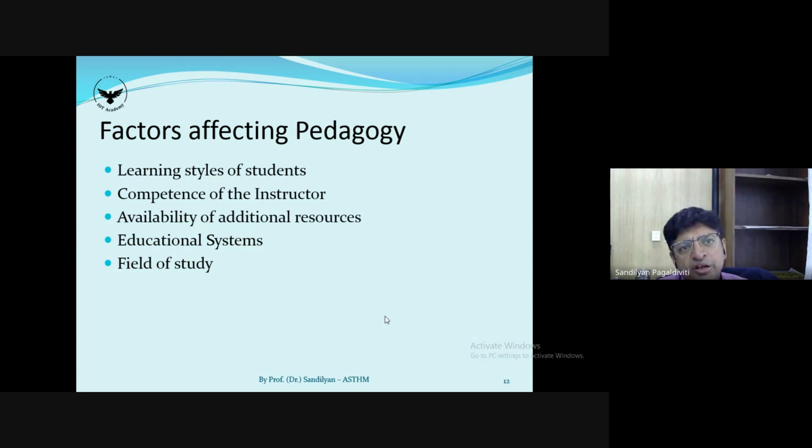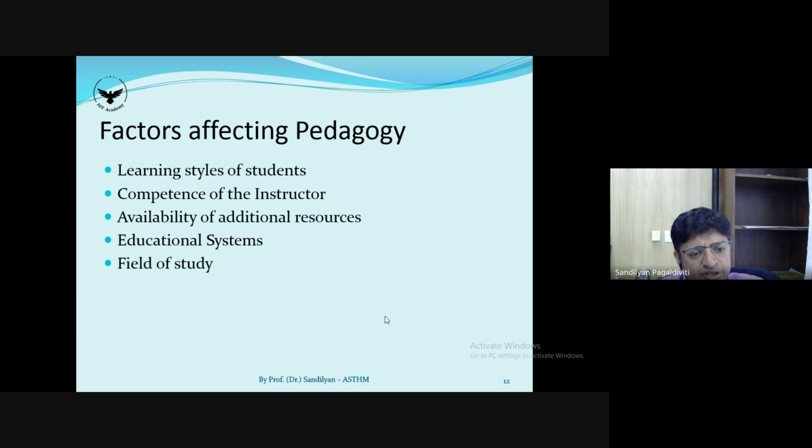What other resources are available? If I have only a blackboard, I can only do so much. If I have a PowerPoint presentation, I can take my class to a different level. If I have internet connectivity and I can engage students with using different gamifications and other resources, my class can be more engaging. So all these factors depend.